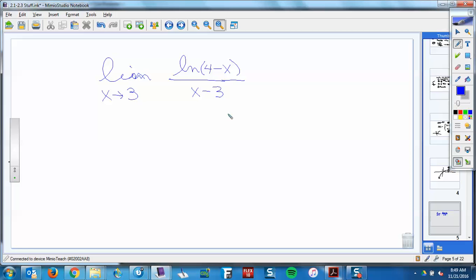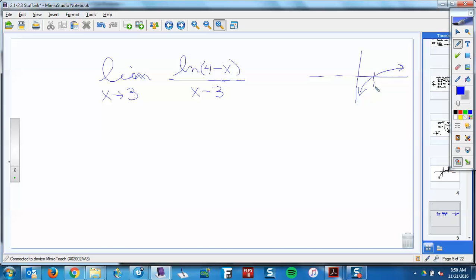What's ln of 1? You got to know that. You got to just spit that out immediately. Here's the ln graph. ln of 1 is 0. What's ln of e? ln of e is 1. ln of 1 is 0. You got to know those. And then 3 minus 3? 0. We get 0 divided by 0. Right? Now, we're going to talk about how we can find this limit.